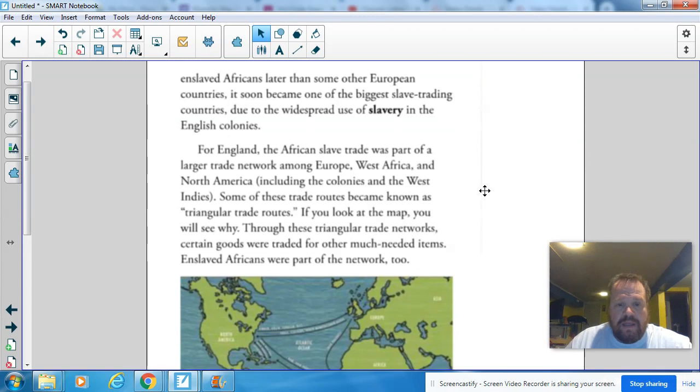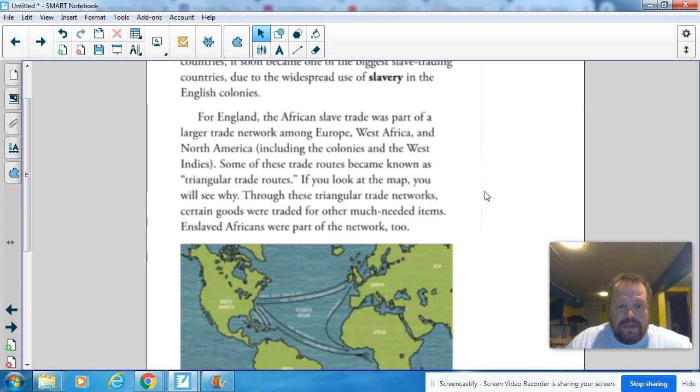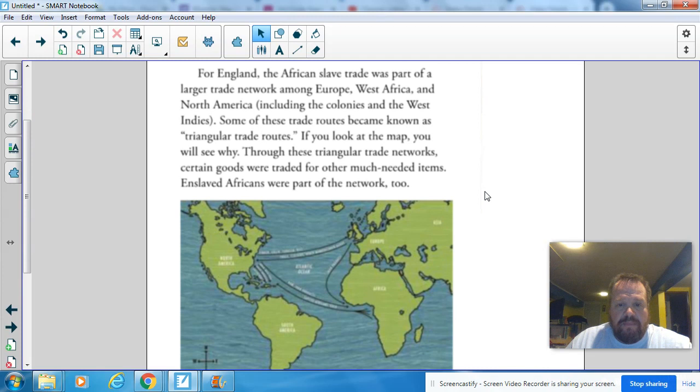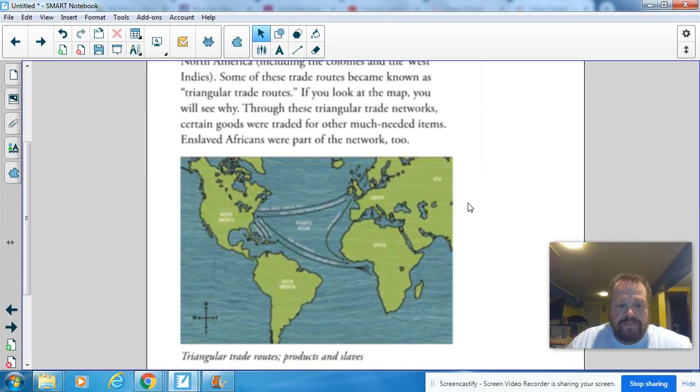For England, the African slave trade was part of a larger network among Europe, West Africa, and North America, including the colonies and the West Indies. Some of these trade routes became known as the triangular trade routes. If you look at the map below, you will see why. Through these triangular trade networks, certain goods were traded for much needed items. Enslaved Africans were part of the network.